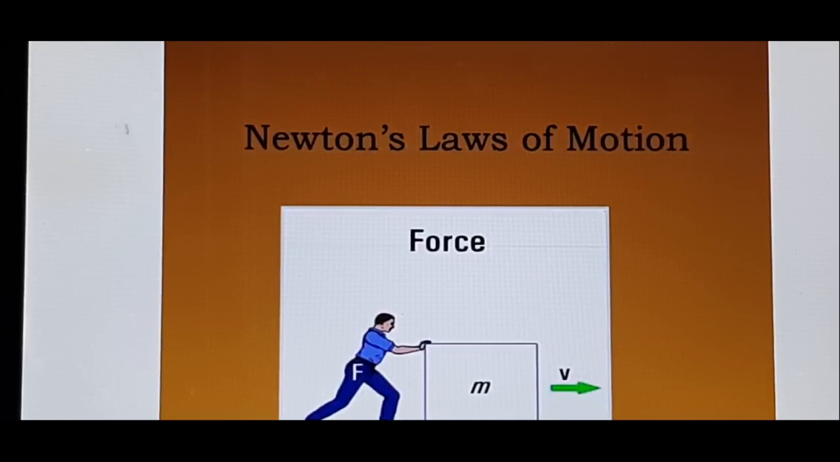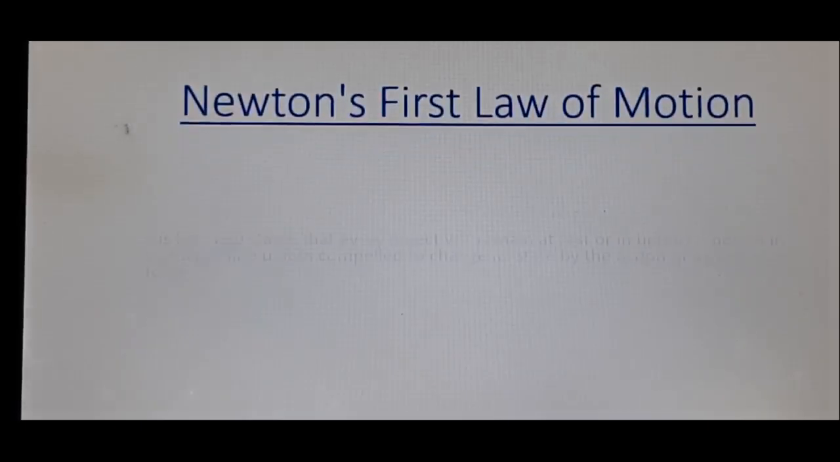In this video, we are going to do Newton's laws of motion. So, 3 laws we will discuss in this video. So, let's start with the first law.